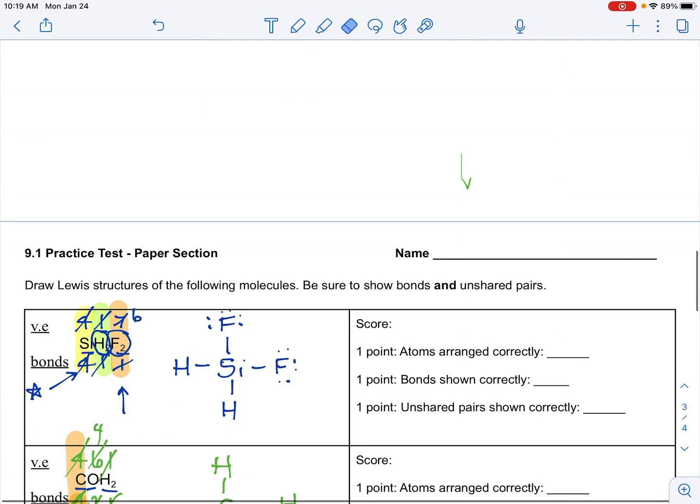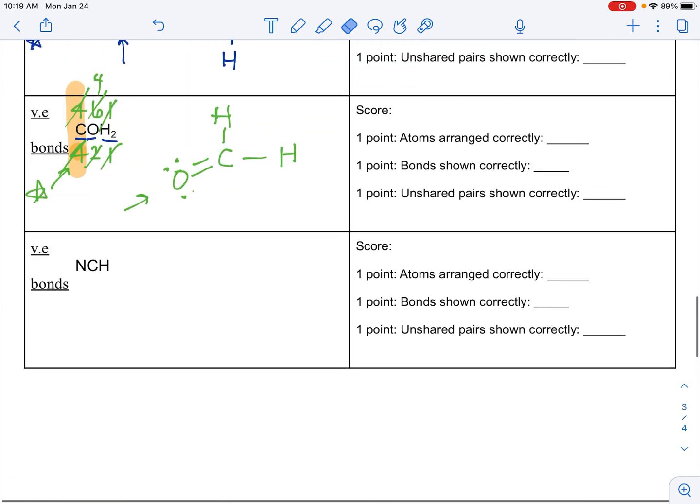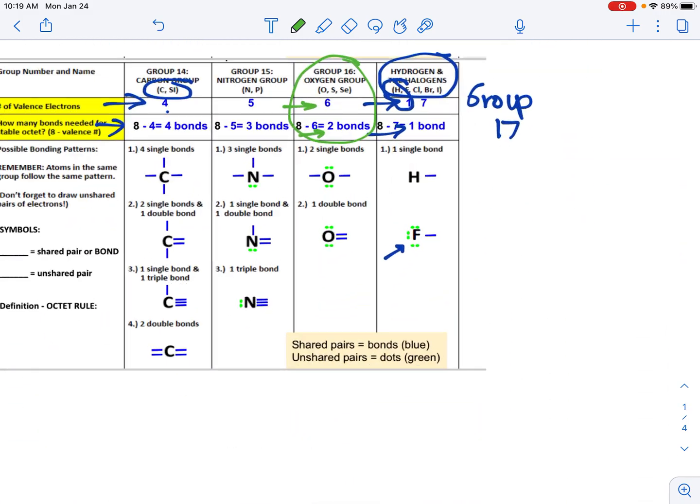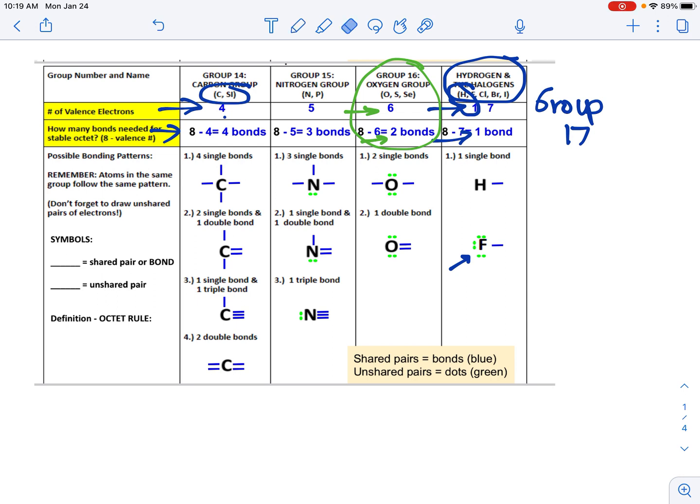Last one. So this time I have an N, a C, and a H. One of each. So I'm going to use the bond chart to find my valence electrons and bonds. Let's look at N. 5 valence electrons and 3 bonds. And there was a C, I've seen that one a lot, 4 and 4. And an H, I've seen that one a lot, they're 1 and 1.